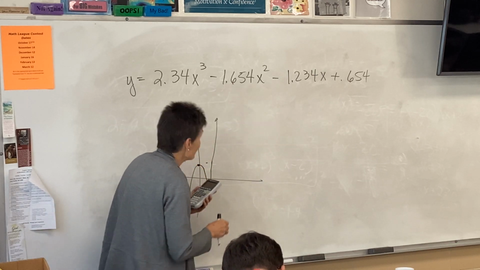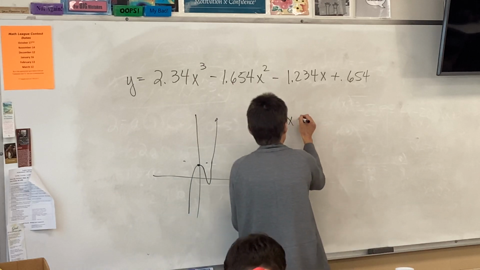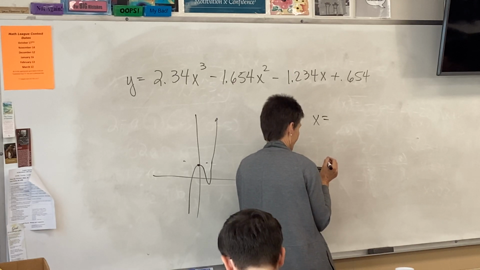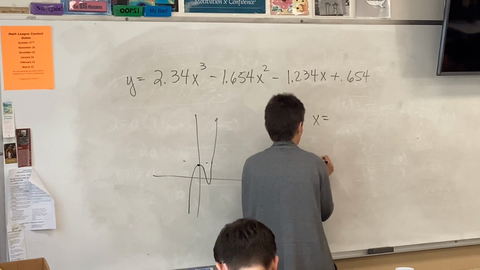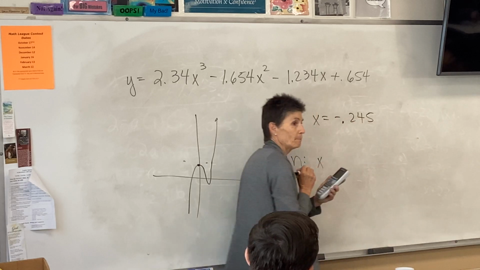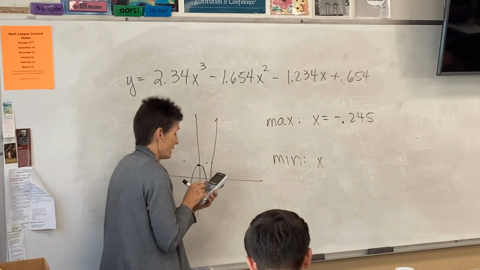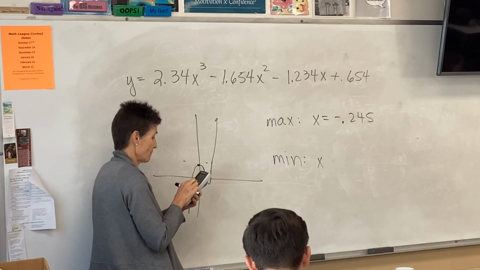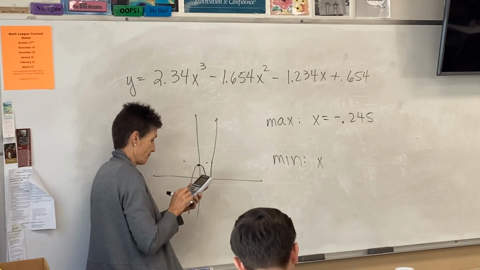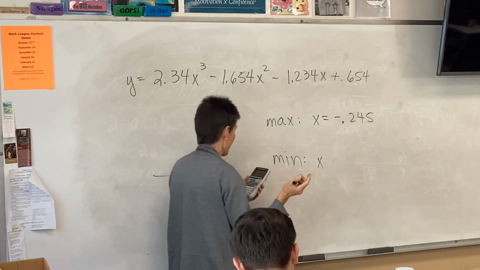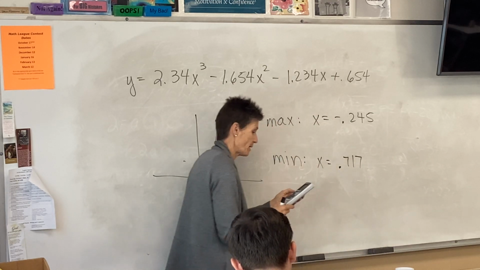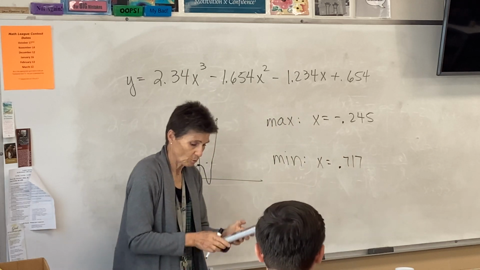And it says the relative max at x equals, anybody got it? X equals something? Not yet? Okay, negative 0.245. Yep, that's what I got. And I haven't done my min yet. Have you already done the min too? I got that one. Where do you have that one? X equals 0.717. Yep, 0.717. Let's round it to 1,000. 0.717. Perfect.